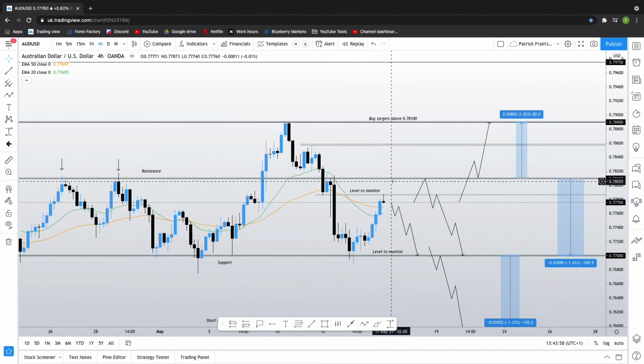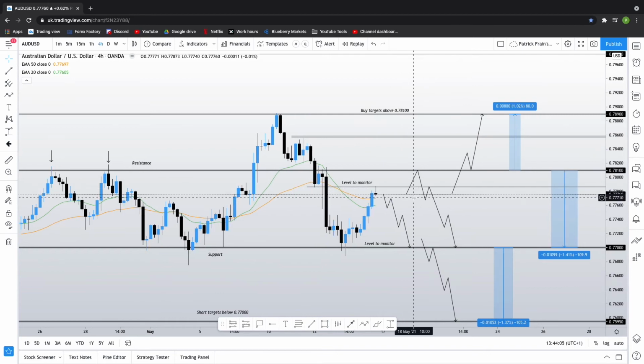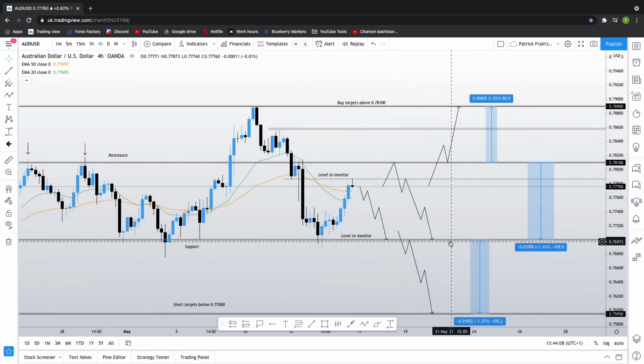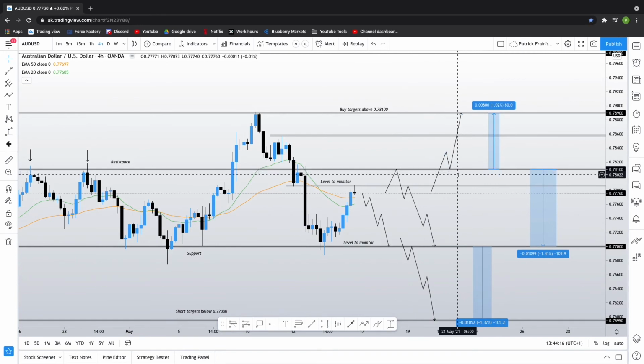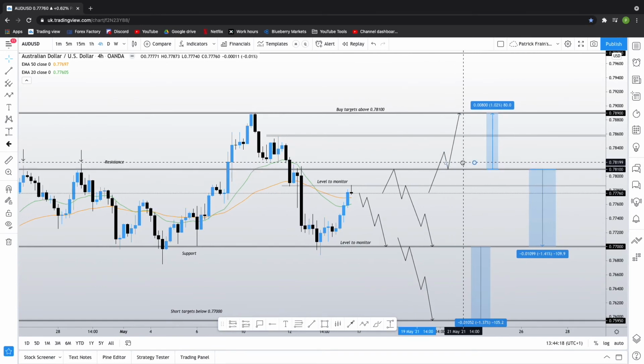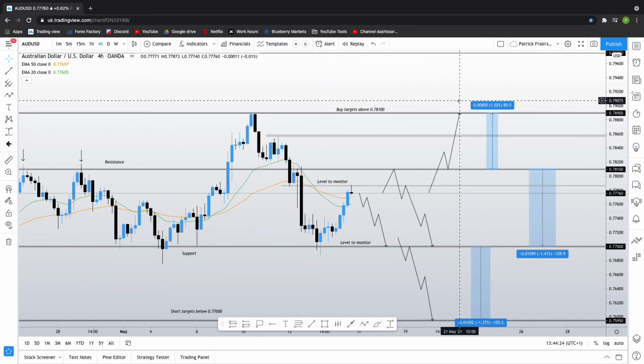act as resistance. If we do get long wick rejections of this level and we are making lower lows and lower highs on the 1 hour time frame, I will be looking for shorts back down to our lows at 0.7700, which is around 109 pips. On the other hand, if we do break above 0.78100, I will be looking for a retest and then buys back up to our highs at 0.78900, which is around 80 pips.